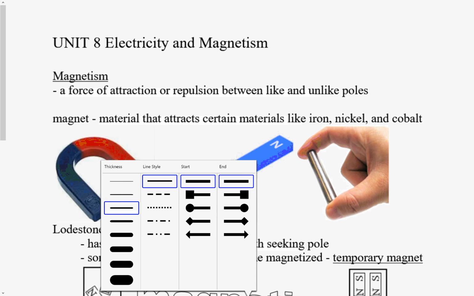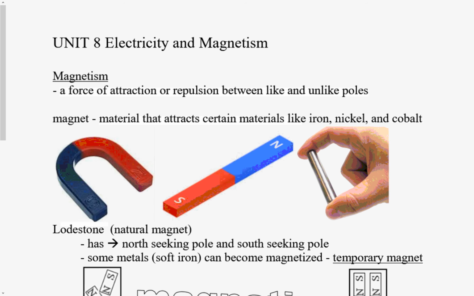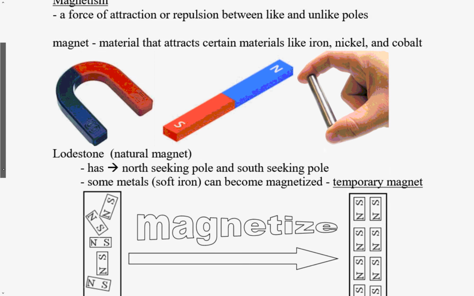So let's start talking about magnetism, and especially magnetism and electricity. Let's start going through these notes. Magnetism: a force of attraction and repulsion between unlike poles. And it's kind of fun when we start talking about magnets.